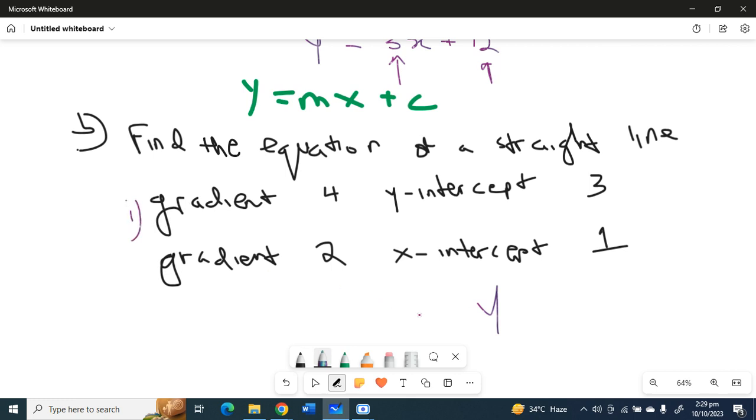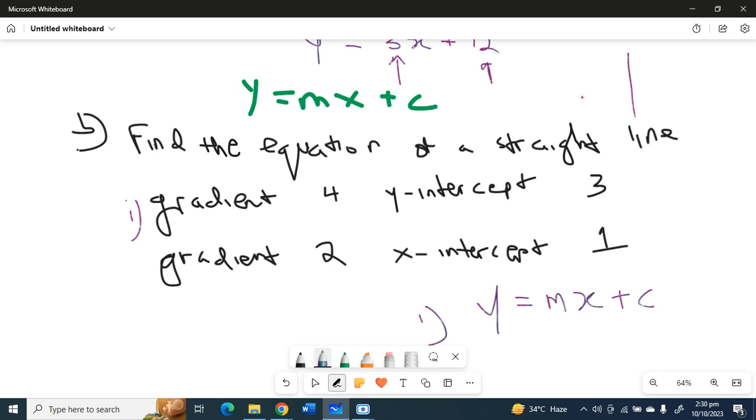So for part 1, the answer: the equation of a straight line is y equals m, the gradient, which represents the slope, which talks about the rate of change or how steep the line is. x represents the x-intercept. This is the x-coordinate where the line cuts the x-axis. Plus c, or y-intercept, the y-coordinate at the point where the line cuts our y-axis.